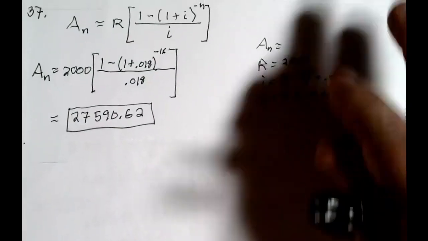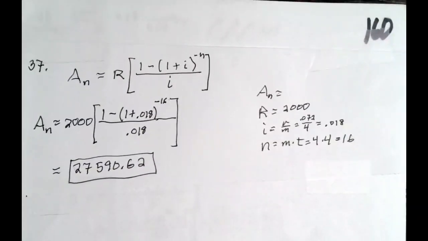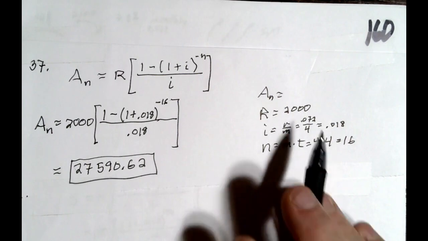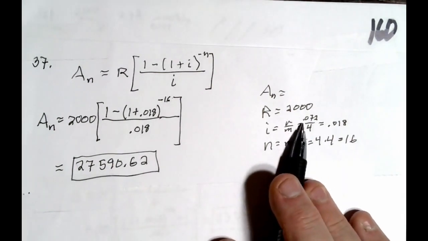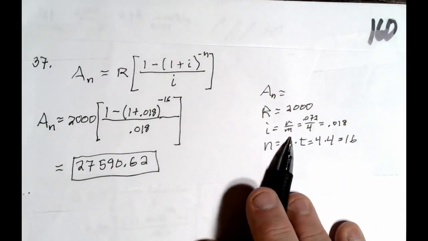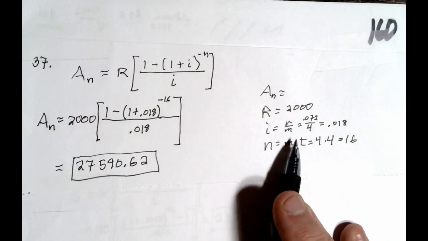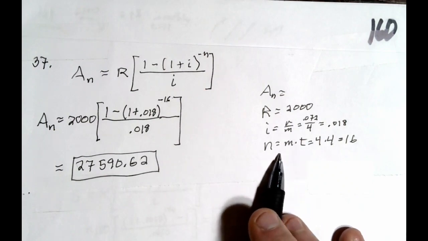Okay, and 37. 37 says, Juanita's parents want to establish a college trust fund for her. They want to make 16 quarterly withdrawals for $2,000 with the first withdrawal 3 months from now. Okay. If money is worth 7.2 quarterly, how much must be deposited now to provide for this trust?